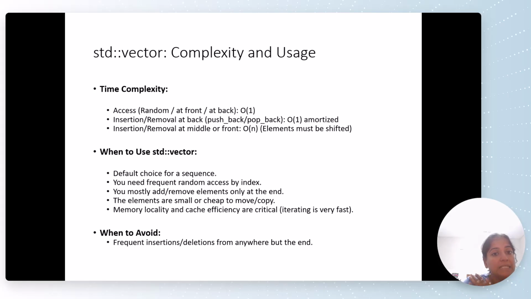The time complexity, since vectors allow random access, is big O of 1. Insertion and removal, whether you are performing push back or pop back, that is, performing from the back, is big O of 1. But if you're performing insert or remove operations in the middle, it takes big O of n.